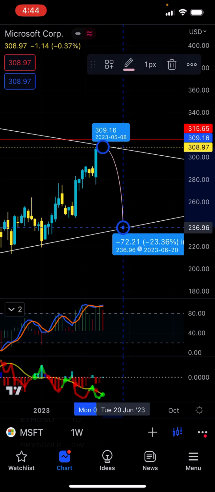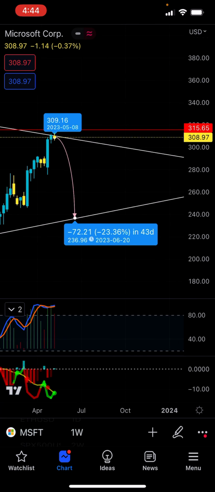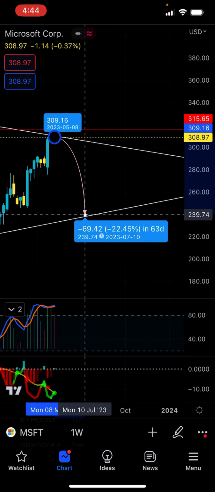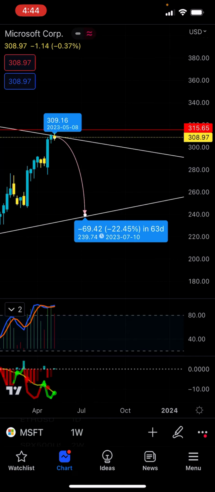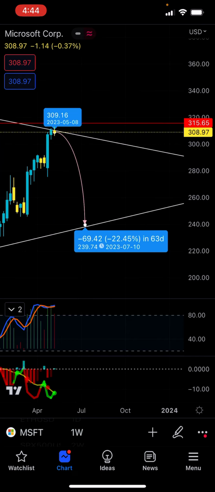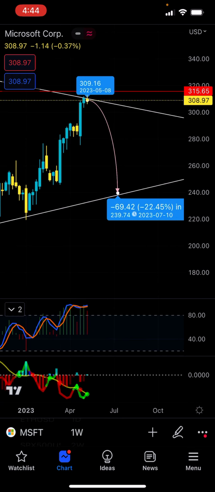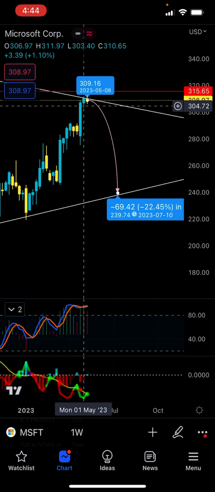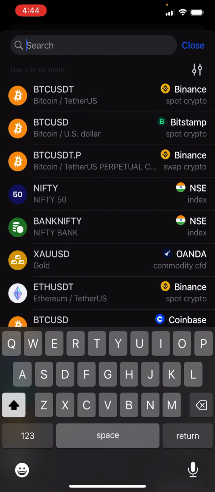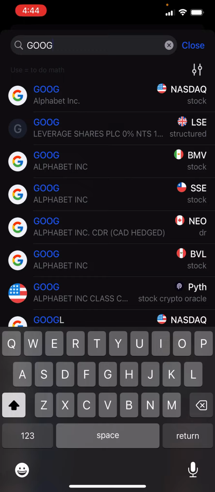like a 23% drop. So I do think, in the next maybe 60 days, let's go to 60, like right there, sure, it's going to drop around 70 points in the next 60 days. So keep in mind, I do think Microsoft is going to drop. Microsoft is giving a really good resistance here. And the only thing that I can really compare Microsoft to is Apple.